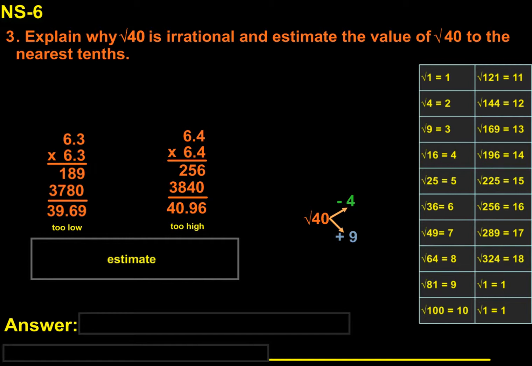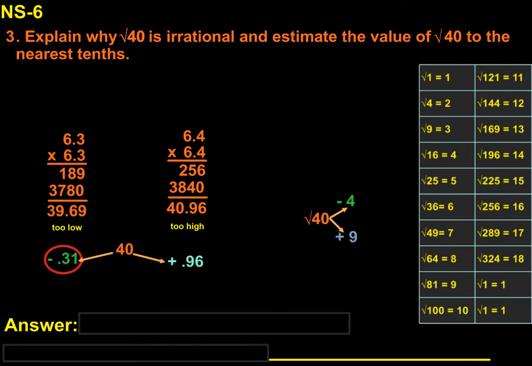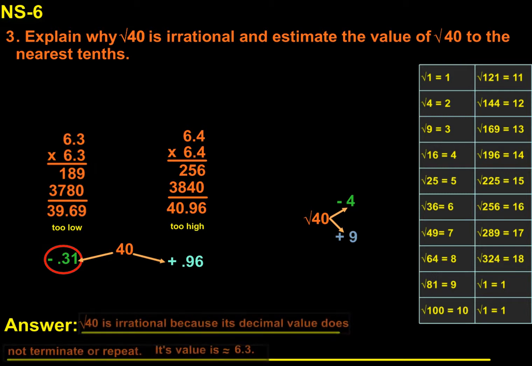Now I need to think about, well, 40 is closest to what? Is it closest to 39.69 or is it closest to 40.96? It's 0.31 away from the low end and 0.96 away from the high end. So that indicates that it's closer to 6.3. If I were to estimate the square root of 40 to the nearest tenth, I would say that it's approximately 6.3, and it's irrational because its decimal value does not terminate or repeat.